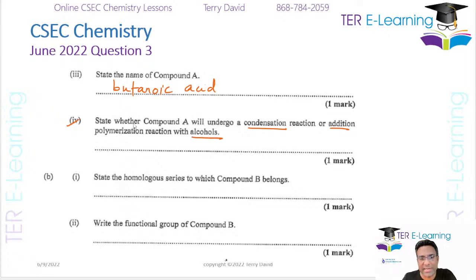is a kind of funny question, actually. So compound A is an acid. If I react it with an alcohol, that's esterification we're talking about there, and that's a condensation reaction, right? So it's condensation, it's not an addition reaction. Right, and the reason why it's a condensation reaction is water molecules are being eliminated. That's what's happening there, right?